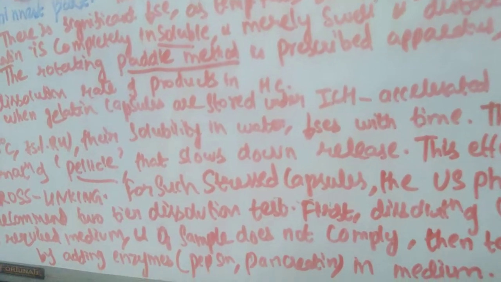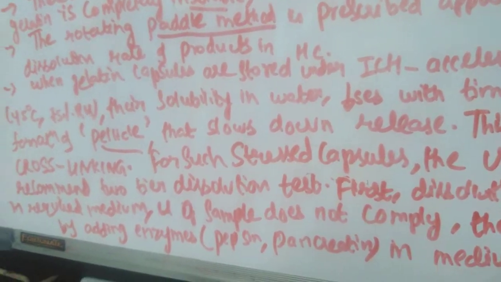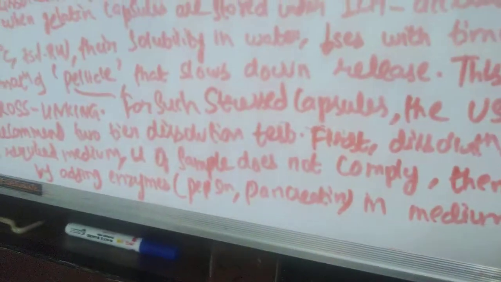This effect is called cross-linking. Gelatin molecules sometimes get cross-linked. Due to that there is a pellicle formation, due to which their solubility will decrease. Okay, so such capsules are said to be stressed capsules because they are stored under accelerated storage conditions.